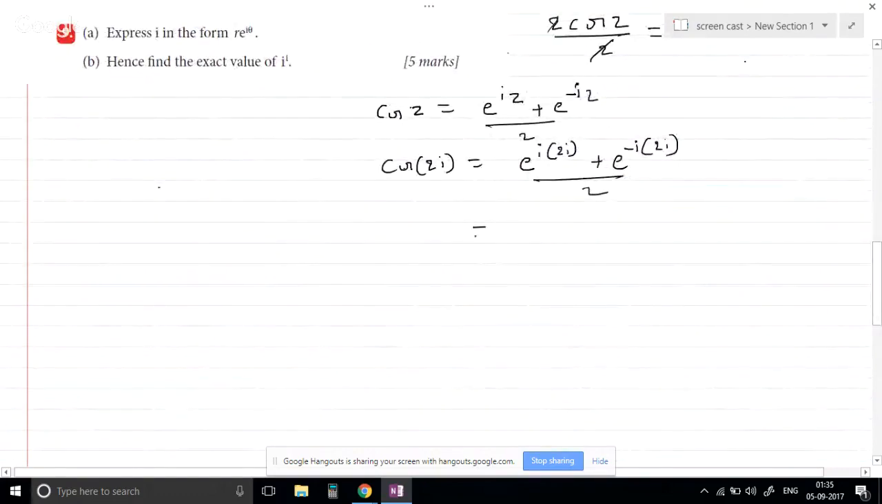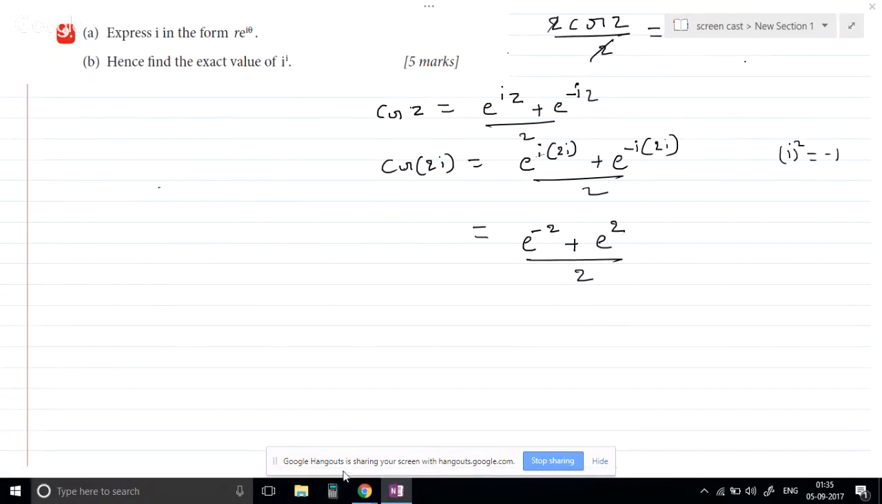So e to the power minus i times 2i: i square happens to be minus 1. So in place of i into i, which is i square, we are going to put minus 1. So minus 1 times 2 is minus 2, plus minus into minus, so it will become e to the power of 2, the whole thing divided by 2.